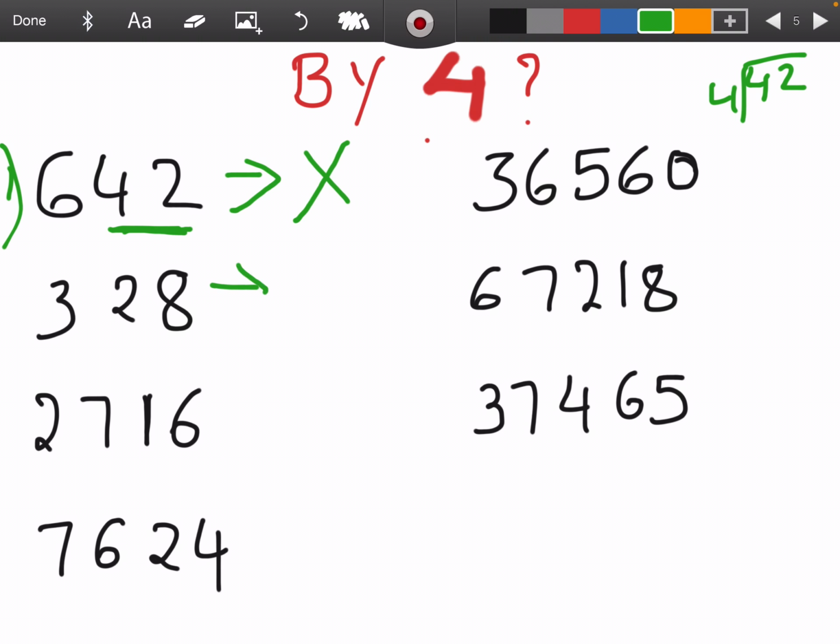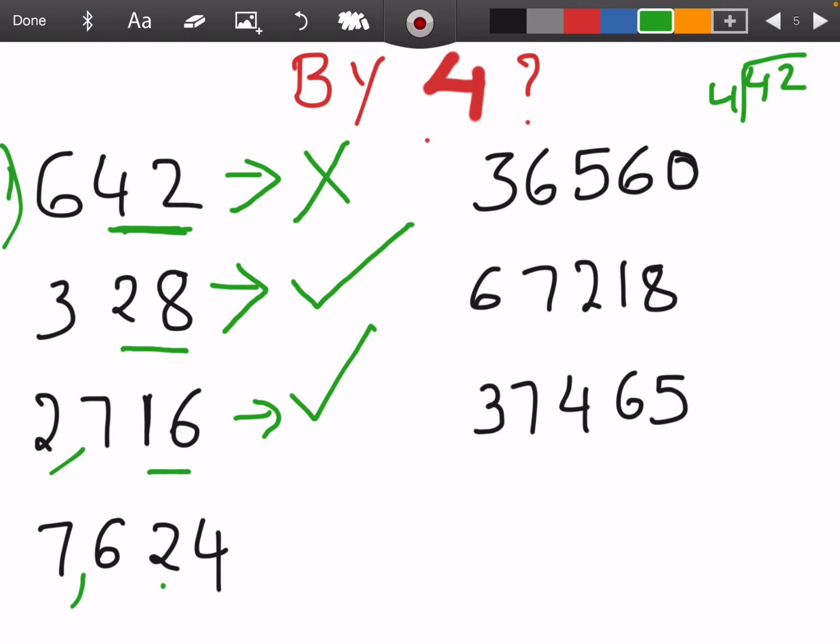Let's check the next example. 328. The last two digits in this number are 28. 28 is divisible by 4, so 328 is divisible by 4. The next number is 2716. The last two digits are 16. Because the last two digits are divisible by 4, 2716 is divisible by 4.